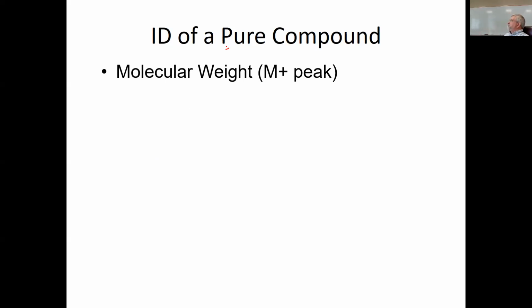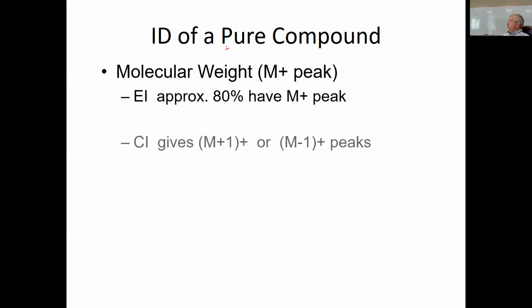Okay, so I think we mentioned that you can determine the molecular weight from some spectra. With electron impact, we said that about 80% have a molecular ion peak, and you can figure out the molecular weight from that. If you can't, the other 20% of the time, you might have to use some other technique, some softer technique like chemical ionization. And there are ways for us to determine whether it's a +1 or a -1 peak.